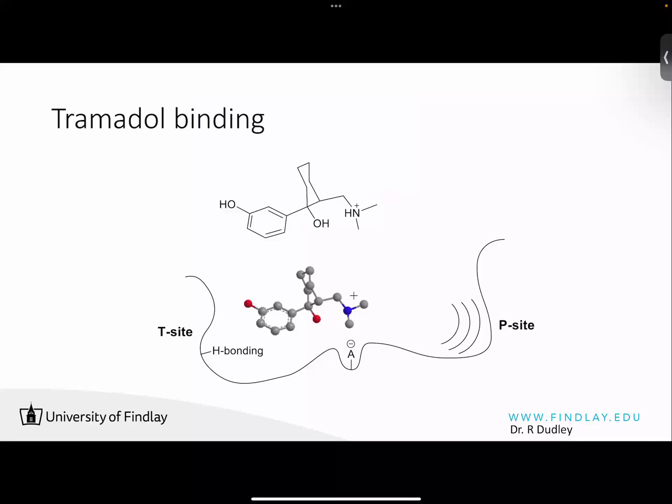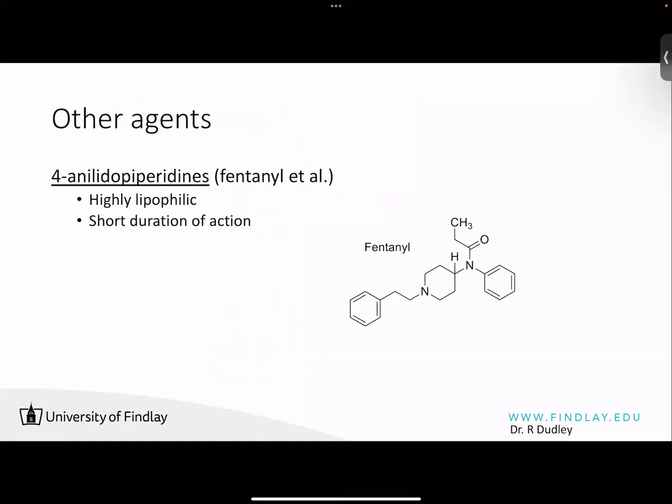All right, moving forward. Tramadol binding. Again, after tramadol gets metabolized by CYP2D6, we get the M1 metabolite. There's the alcohol, there's the positive charge, and so on. The rest is history. Right? Other agents, again, fentanyl, sublimaze. This is an interesting molecule these days, to say the least.